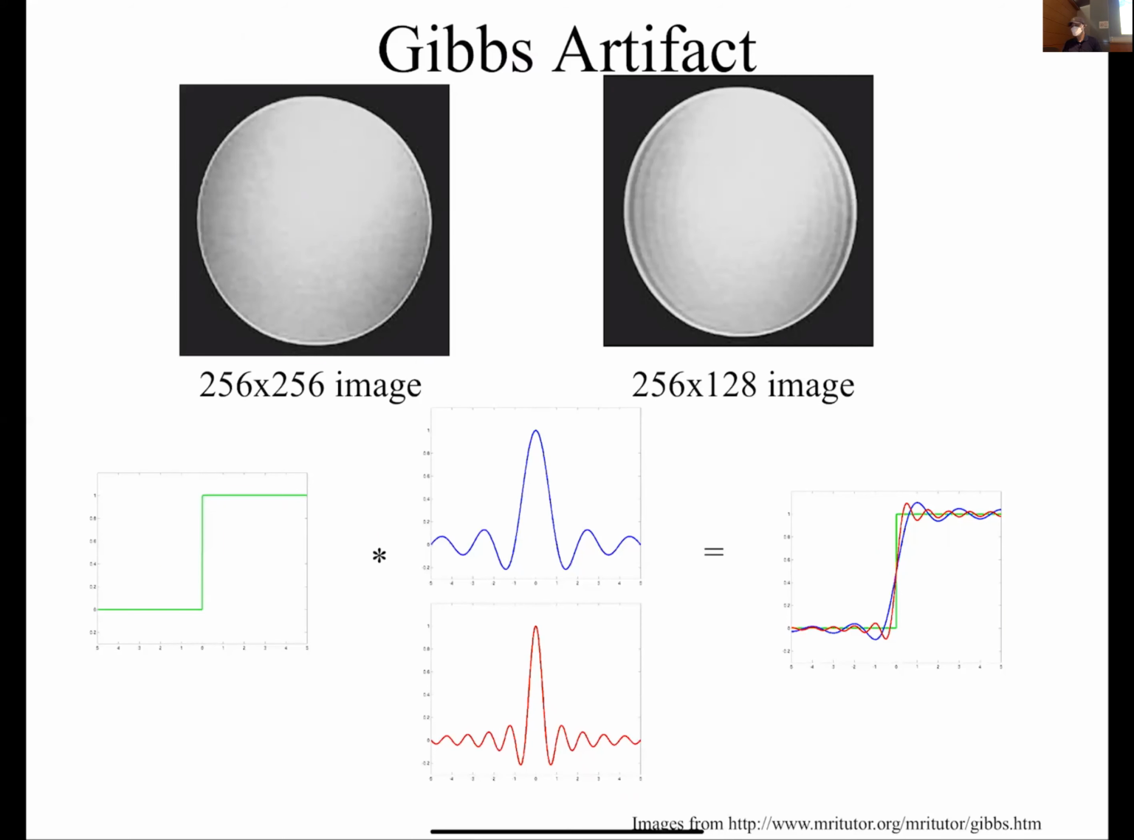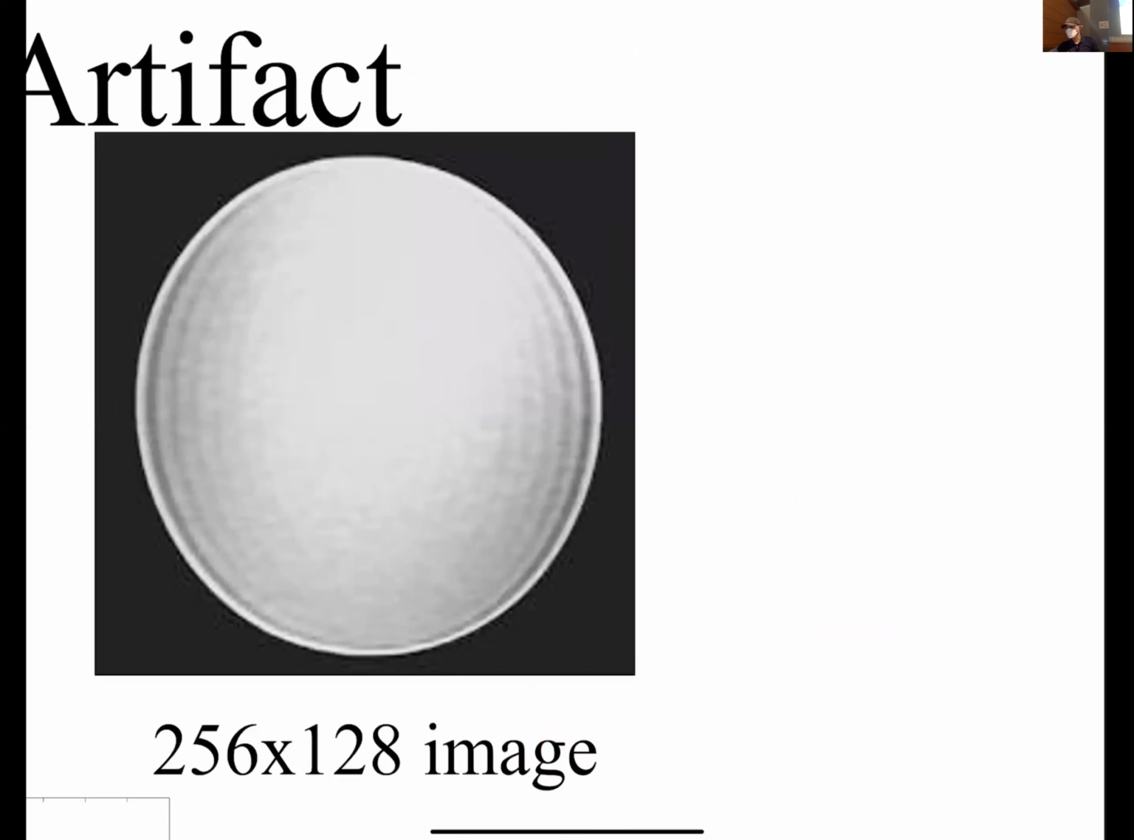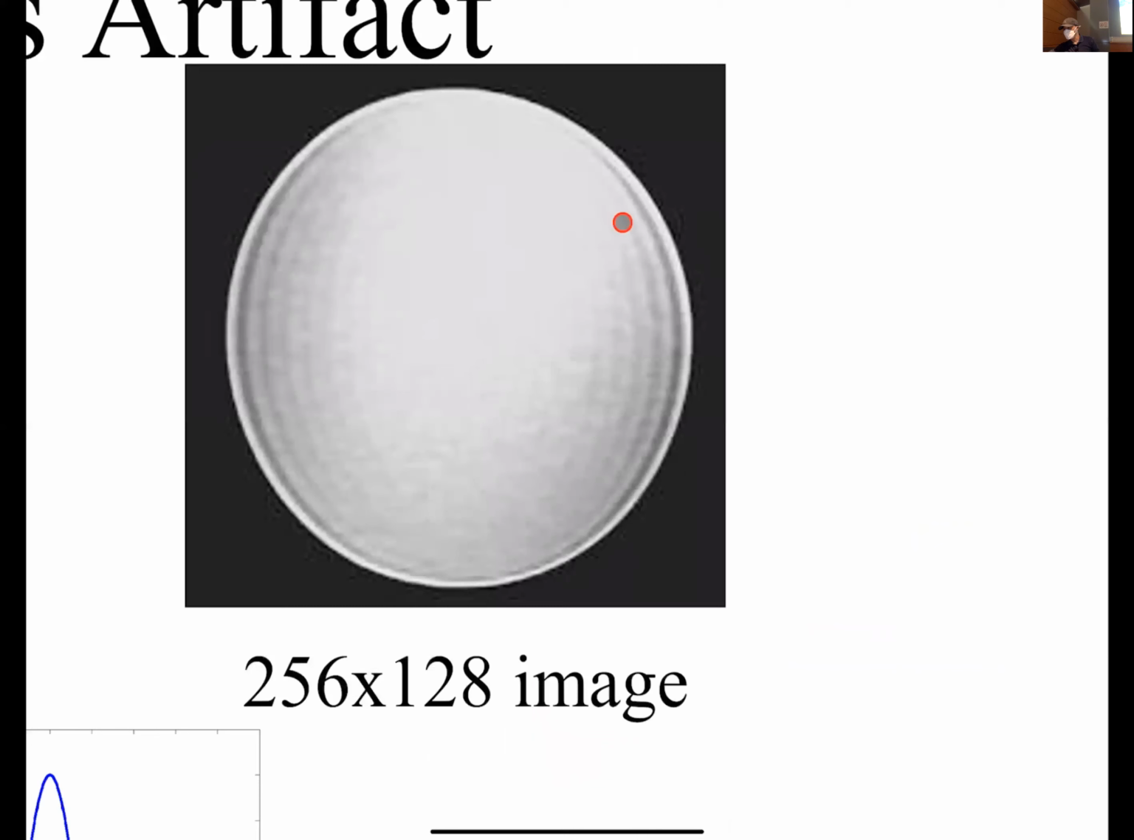So in MR, we have a similar thing. Anytime you have a very sharp edge, what we said is in image space, we're taking our object and convolving it with a sinc function. Anytime you take a sharp edge and convolve with a sinc function, you get what's called Gibbs ringing or Gibbs artifact. There's a ringing around the edge. In this image, you can see quite a bit of that Gibbs ringing. All these lines here are not in the image.